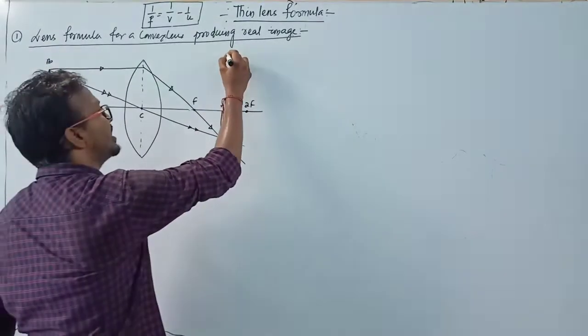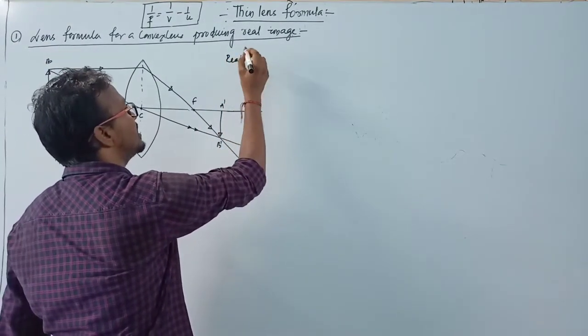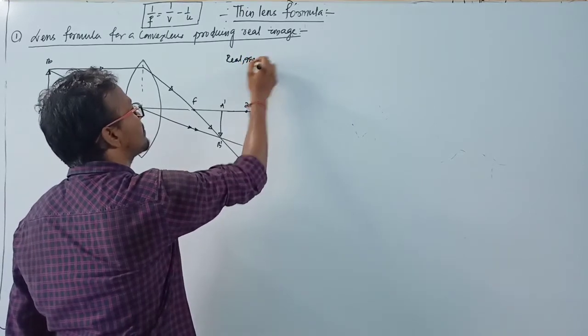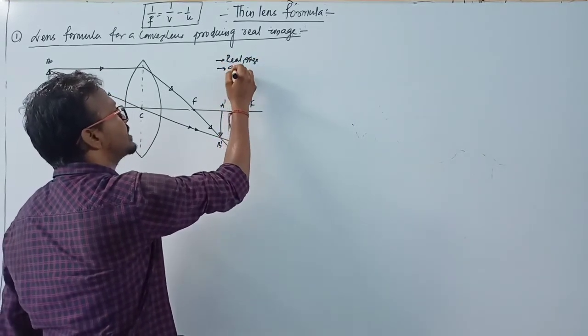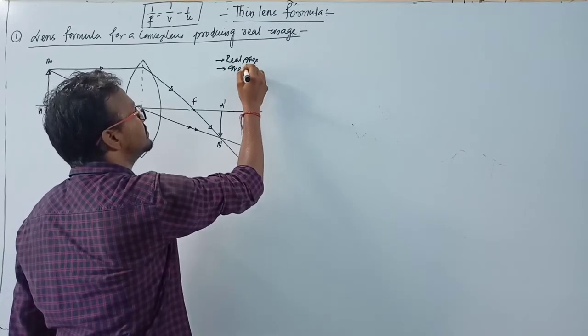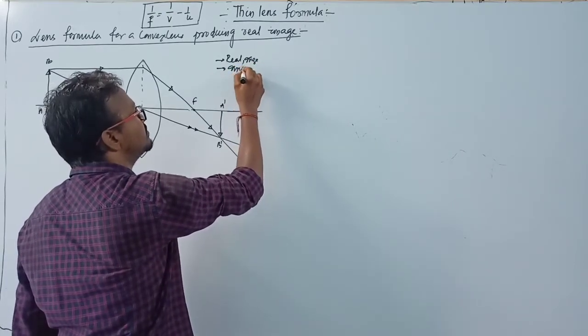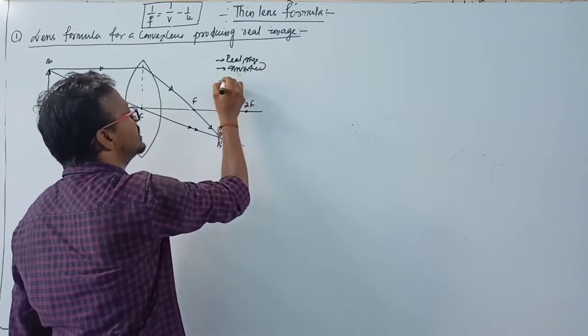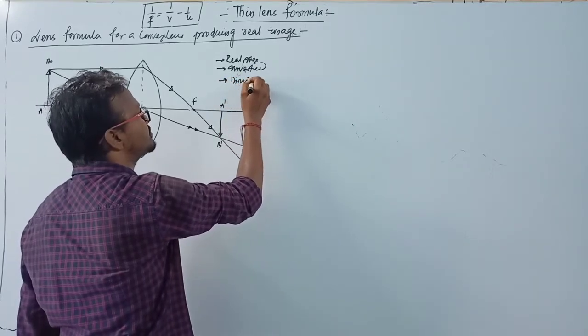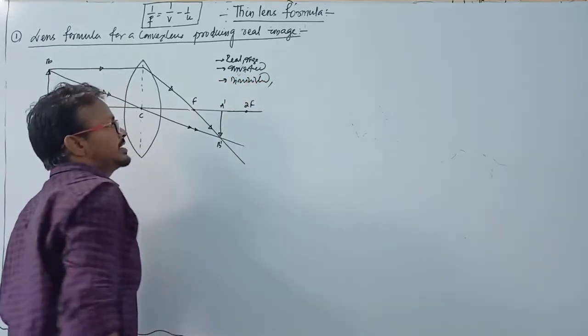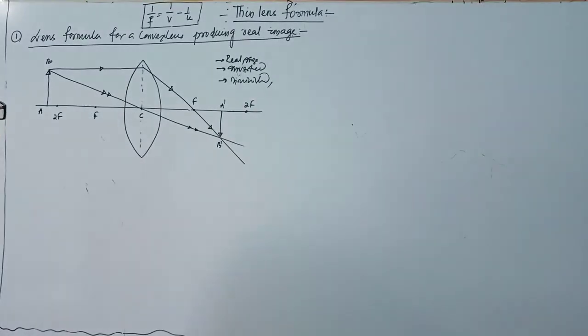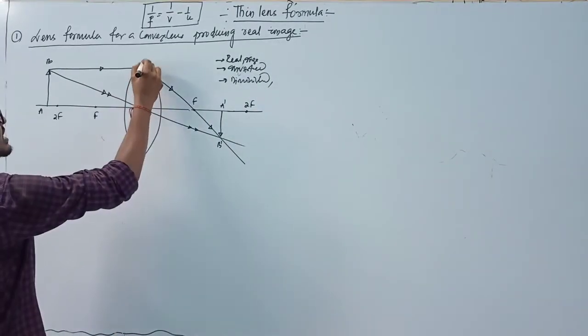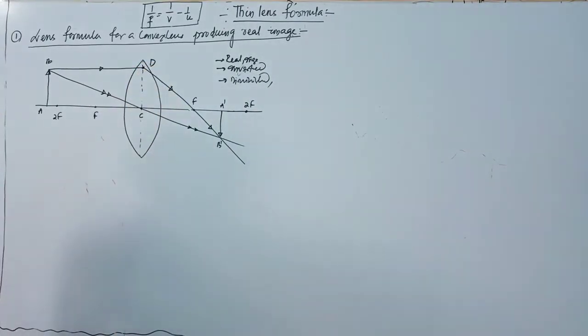So we get a real image, inverted and diminished. This is the nature of the image. Clear? Suppose this point is D.